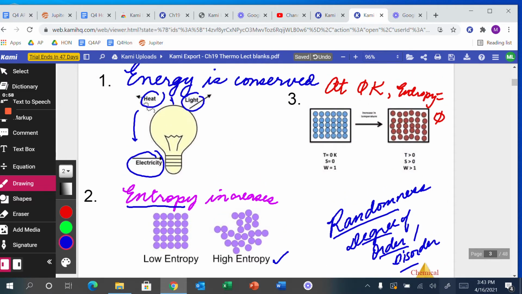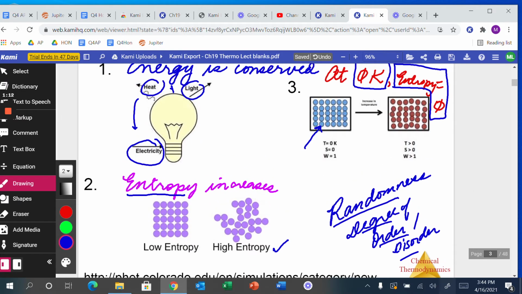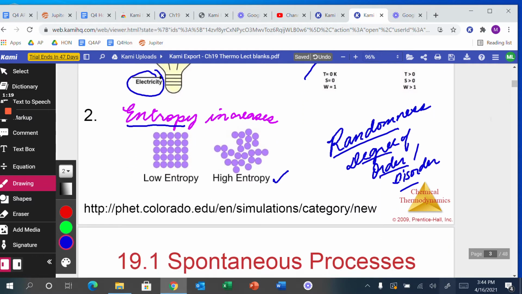Okay. The third law of thermodynamics says that at 0 Kelvin, the entropy is equal to 0. So here, if the molecules are not moving at all, then it has the lowest entropy possible. As you increase the temperature, the entropy will only go up. So entropy goes from 0 and it goes higher. They are not negative. Okay.